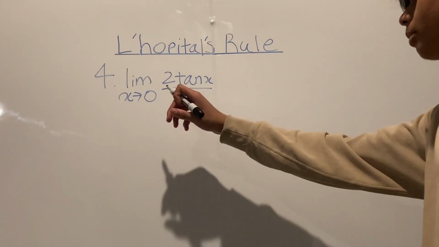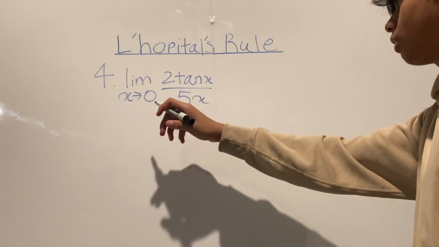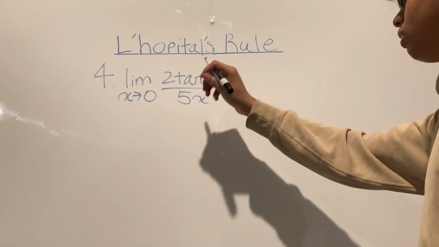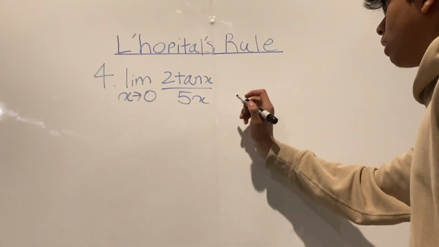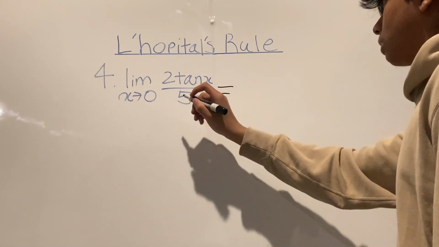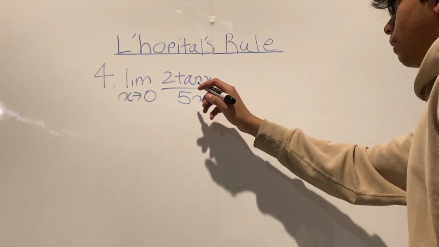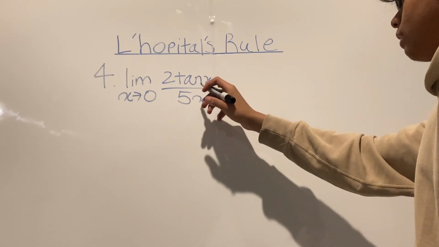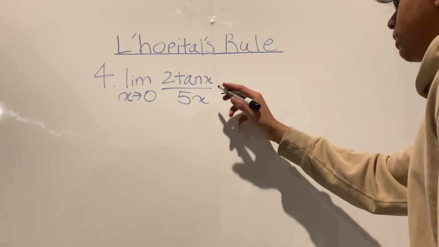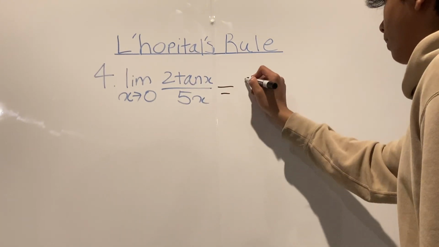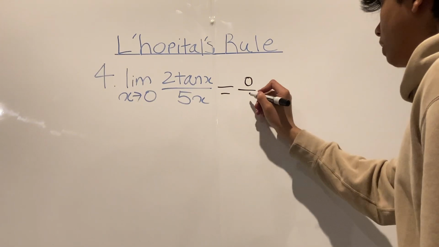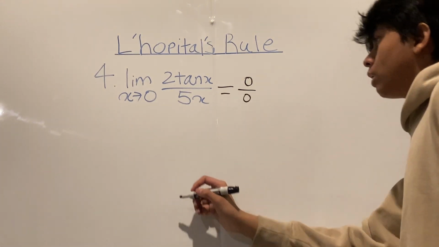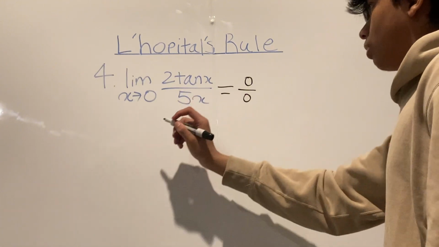Okay, so in number 4 we have the limit as x approaches 0 of the function 2 tan x over 5x. So if we use direct substitution, when you plug in tan 0, that's just going to be 0. So 2 times 0 is just 0. And then 5 times 0 is also just 0. So now we need to use this rule again.